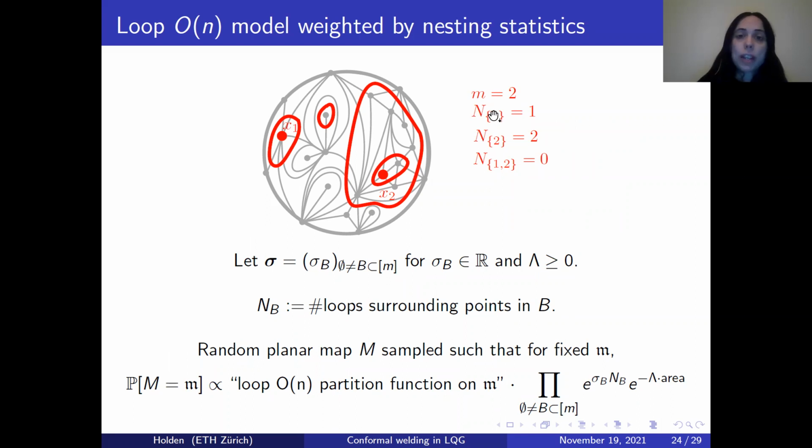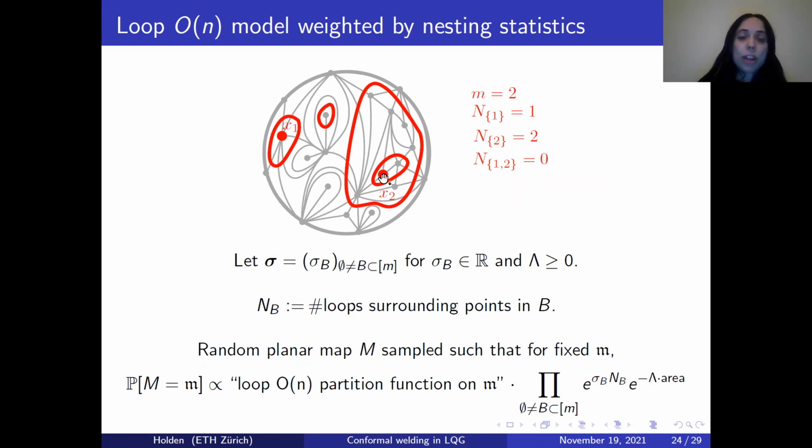Here we let m be some natural number, and we're considering a planar map with loops which has m additional marked vertices. So we have one vertex x1 and one additional vertex x2.